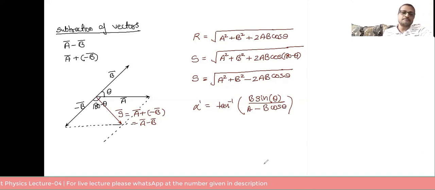Okay, done. Now copy down. This is under the heading of subtraction of vectors.